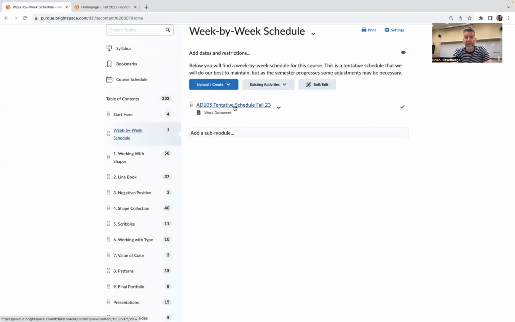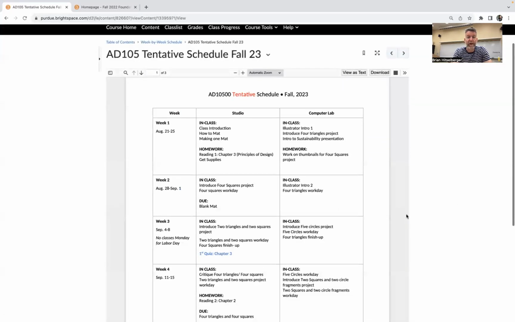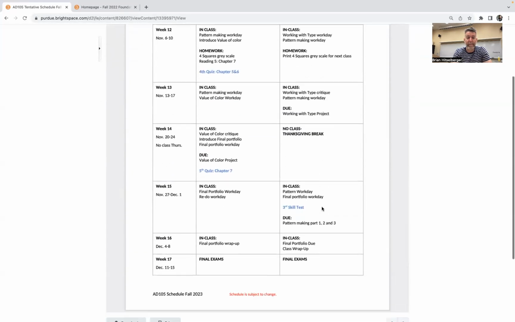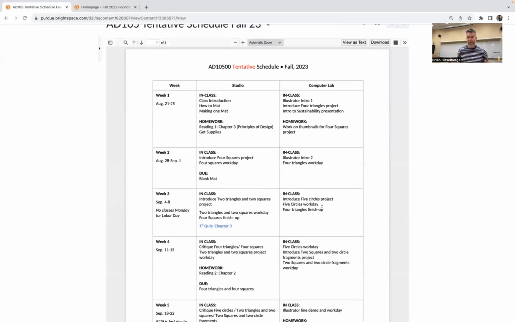The next thing I want to point out is here, a week-by-week schedule. What I've done is I have actually taken the whole course and the whole semester and broken it down into what's happening on what day, okay? So everybody who's teaching AD 105 is teaching 2 days a week, and one of those days is going to be in the design studio in the basement of Powell Hall, room B161 or 163. The other day of the week is going to be in a computer lab because this course is half digital.